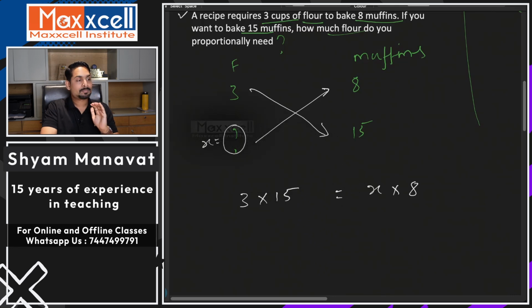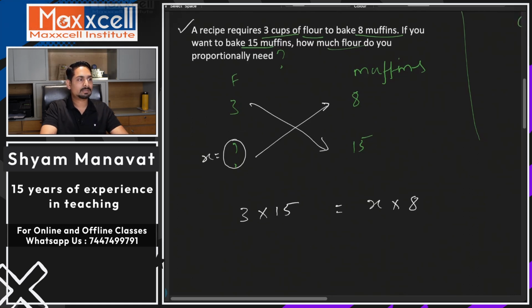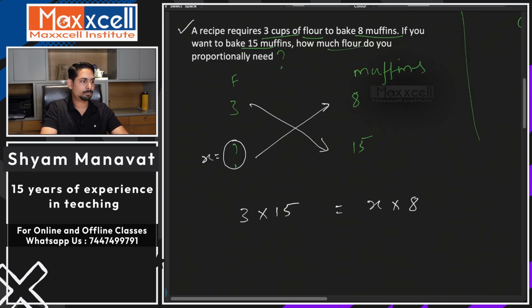Remember guys, this is chain rule. So in chain rule, you cross multiply. When do you cross multiply? When you look at the condition of directly proportional. Pay attention here. You cross multiply when you get the condition of directly proportional.